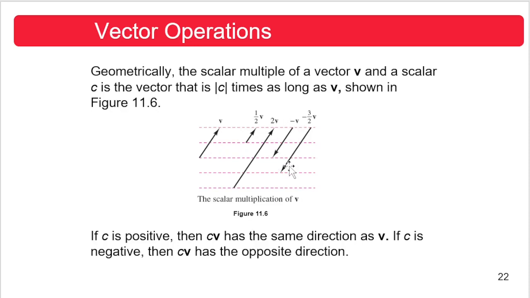The negative of vector B is the same length as vector B but opposite direction, because this is negative. Same with negative 3 over 2 times B. The constant is negative 1 and 1/2, multiplied by this vector B. So this vector is 1 and 1/2 times the length of the original vector but opposite direction because of the negative sign. In general, we can say that if C is positive, then C times B has the same direction as the vector B. On the other hand, if C is negative, then C times B has the opposite direction.